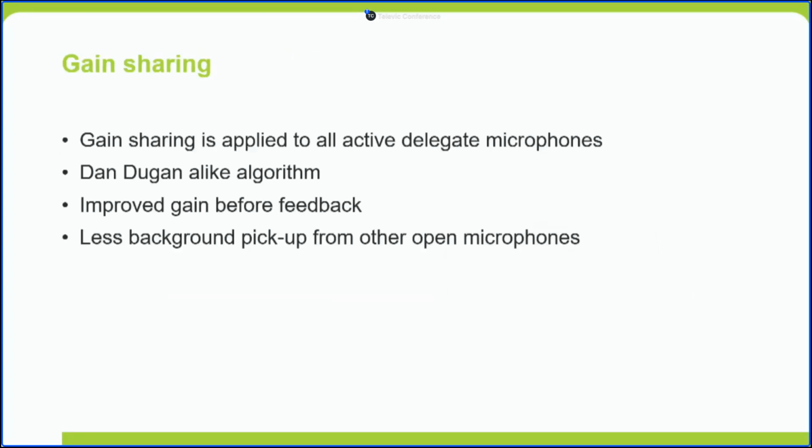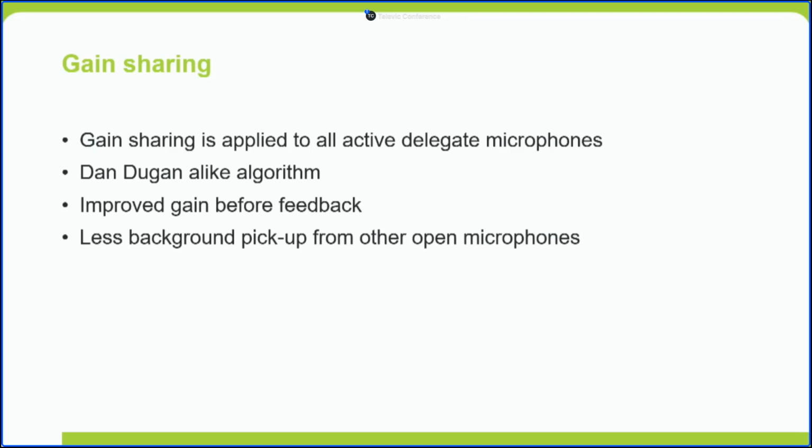The second one is what we call gain sharing. Now, gain sharing, what does this mean? It's in fact an algorithm that we apply on the open microphones. So to all the active microphones that are open, we apply a kind of auto mixing algorithm, the Dan Dugan algorithm, if you know this. It's a technology to improve the audio quality in situations when you have multiple microphones open. This algorithm analyzes the audio signals from all the open microphones all the time, and then determines which one has the highest level.